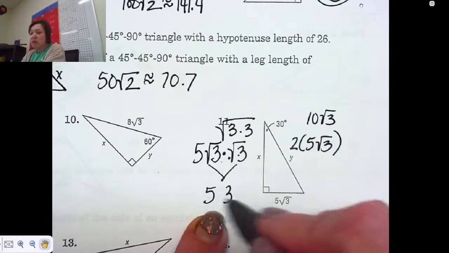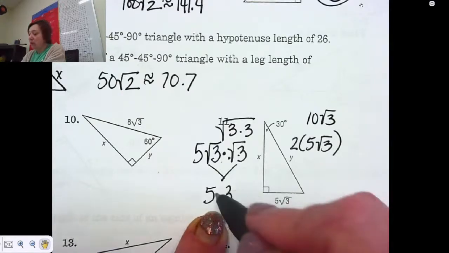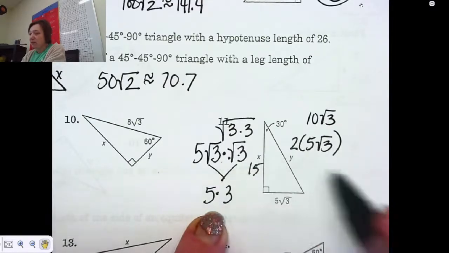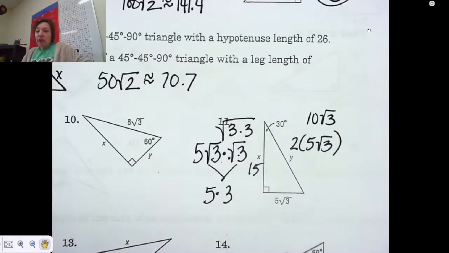And then what do we do with this 5 and this 3? Multiply them. So what does that give us? 15. Does that make sense? Everybody good on that one? You understand what we did? It's a little tricky. It's not that hard. It's just a little tricky to understand at first. Okay, we're going to look at another one just like that. Look at number 10 with me.